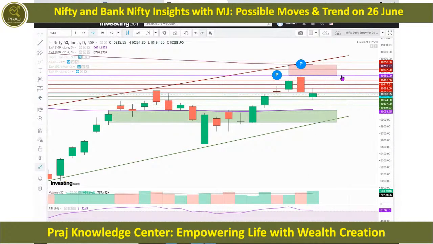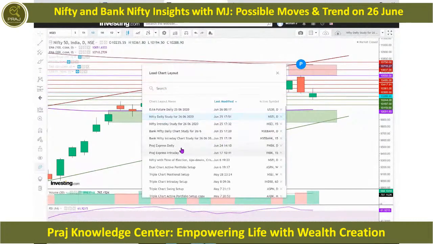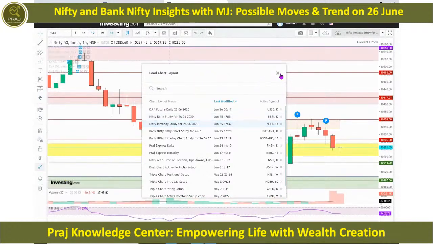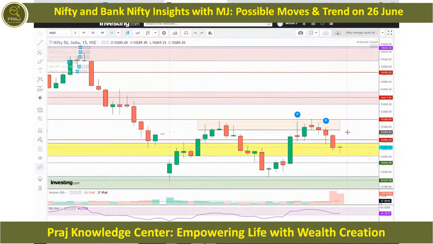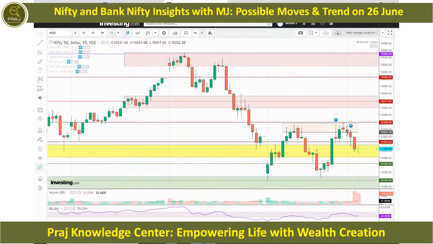Now, you might be interested in looking at what kind of trading range there is for an intraday trade and how you would be able to get the benefit of movements in Nifty. So first, let's see what happened in Nifty today.